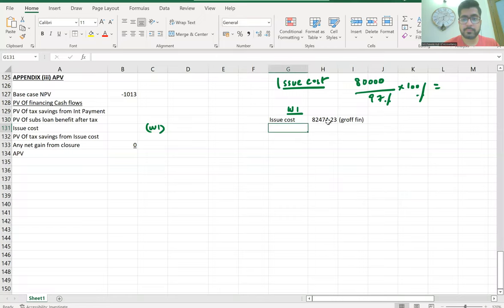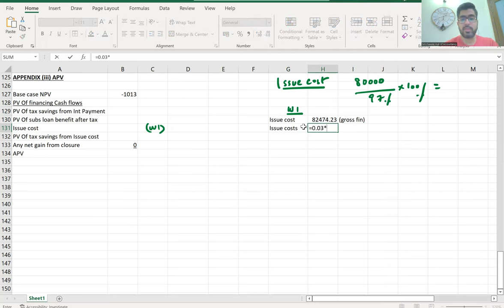And then issue costs are 3% of the gross finance required. Don't multiply 3% by the finance required, 80,000. Gross it up. 3% issue cost, if you will, raise 3% of 80,000. Raise 80,000, 3% issue cost gone. Your amount would be less. You won't be able to invest 80,000 in year zero. So first gross it up, and then 3% of gross finance required. That's H131.